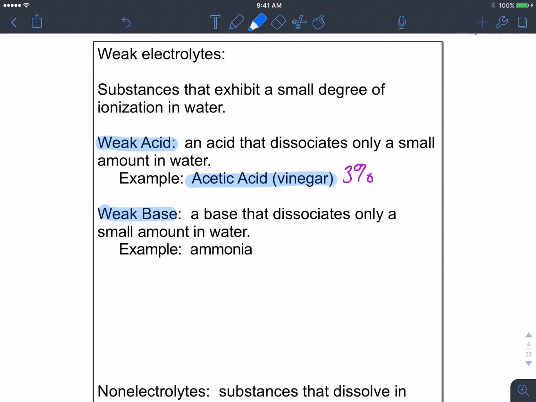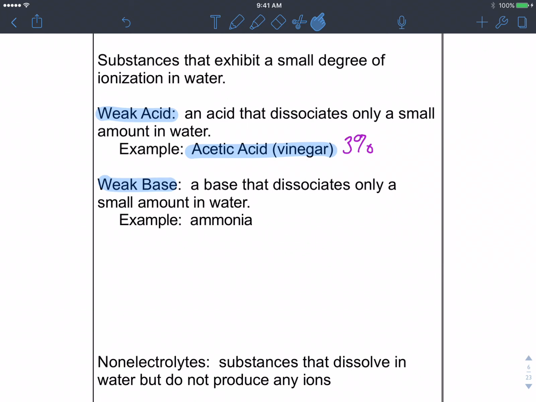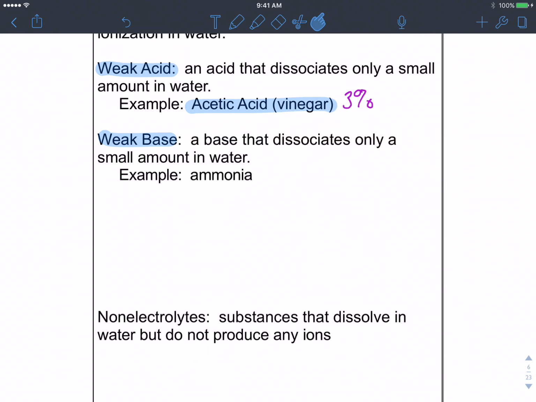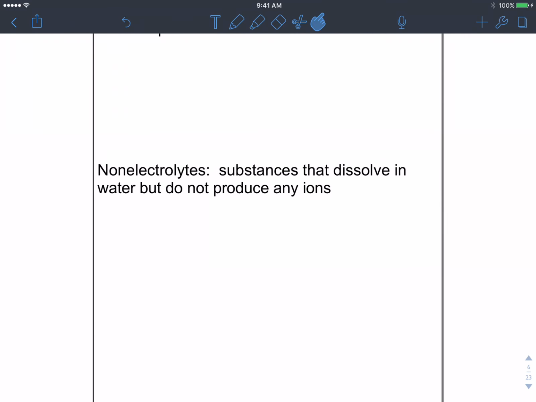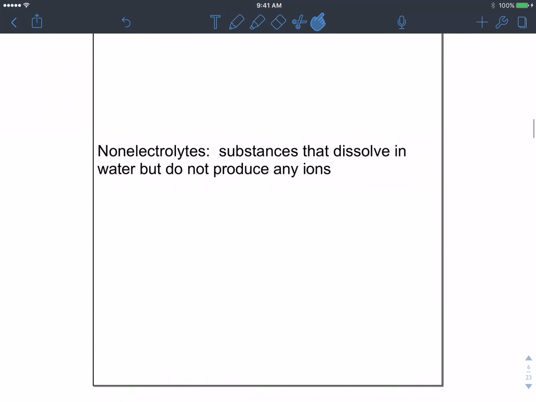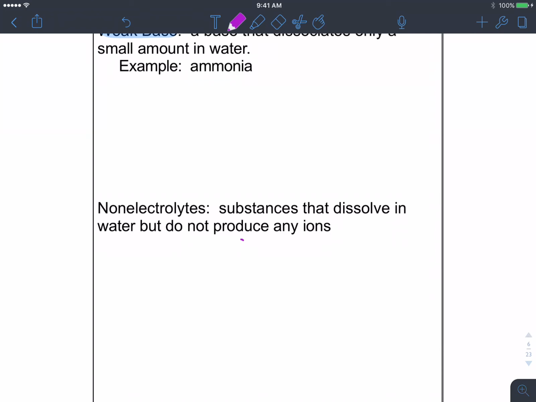We also have weak bases, and there are tons of weak bases, but ammonia is the most common one. That's the one that you use to clean your house. It does dissolve a little bit, but not perfectly. And then, as we said before, we have non-electrolytes, which are substances that dissolve in water but do not produce ions. So things like sugar.